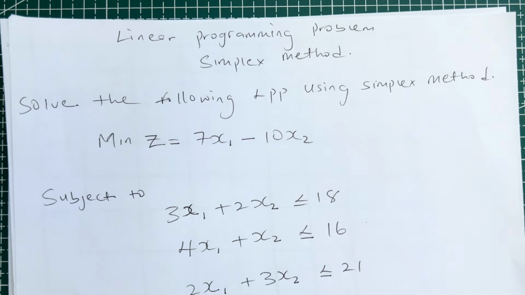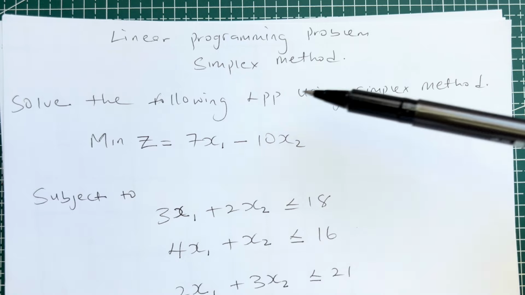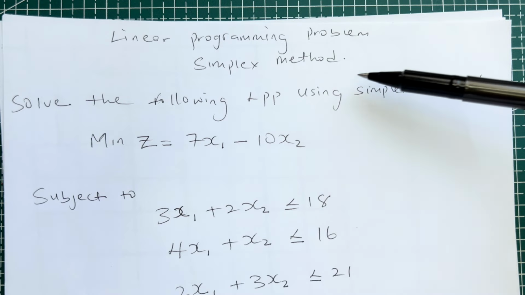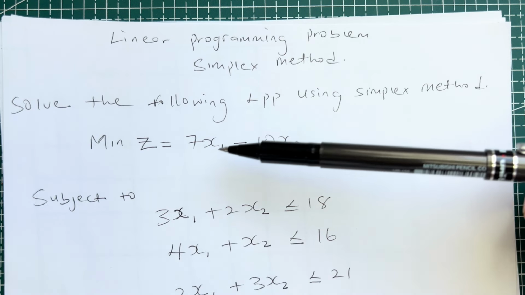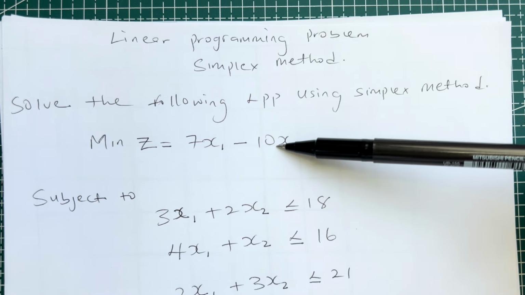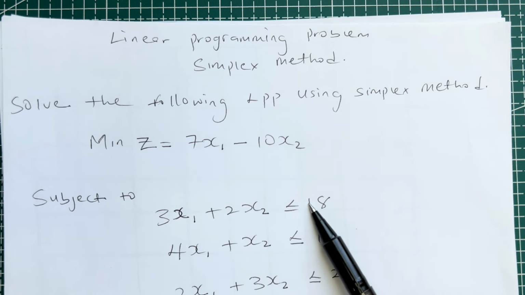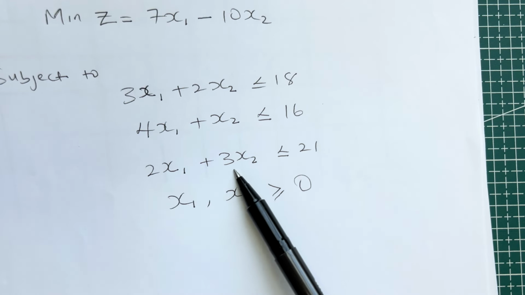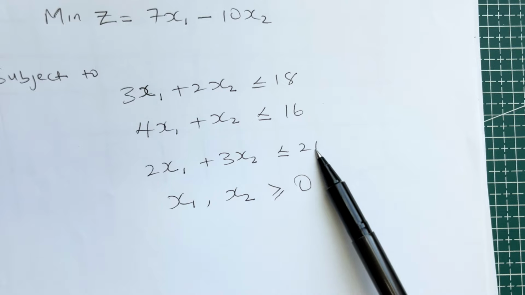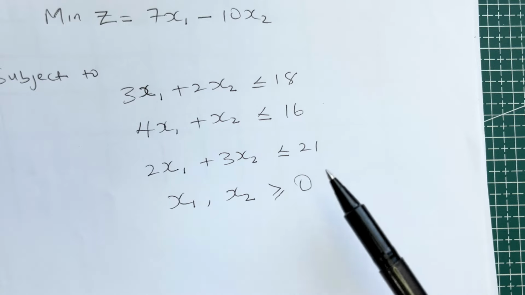In this question, we have a linear programming problem using the Simplex Method. We have solved the following linear programming problem using the Simplex Method. The question says minimize z equal to 7x1 minus 10x2 subject to 3x1 plus 2x2 less than or equal to 18, 4x1 plus x2 less than or equal to 16, 2x1 plus 3x2 less than or equal to 21, where x1 and x2 are greater than or equal to 0.